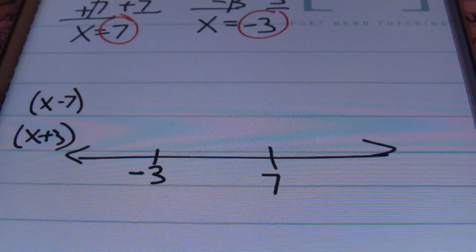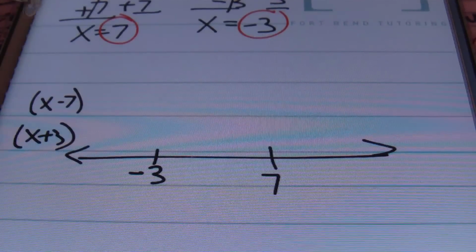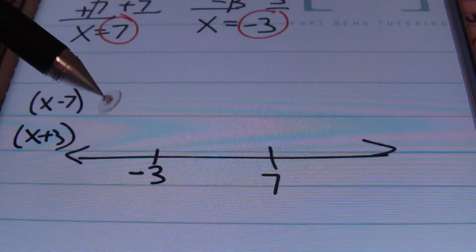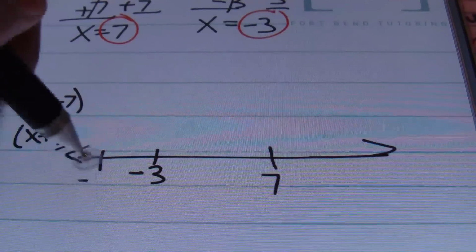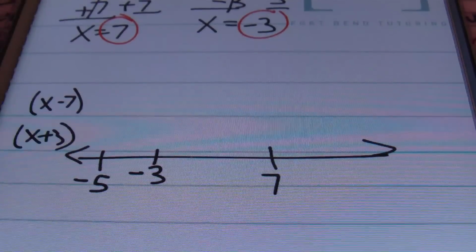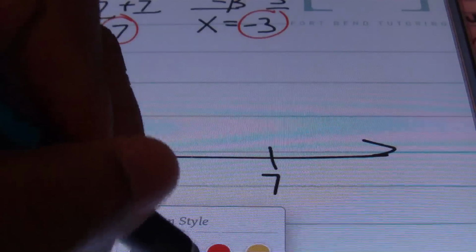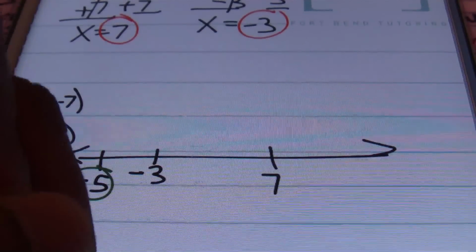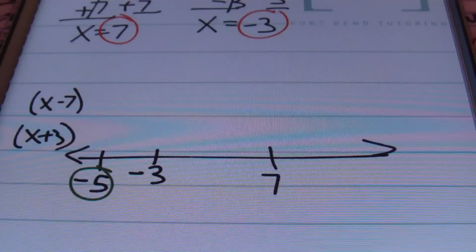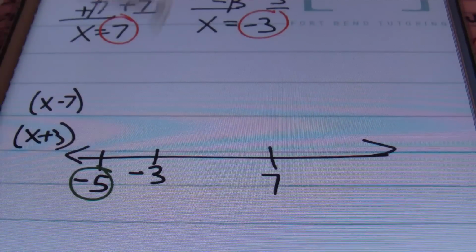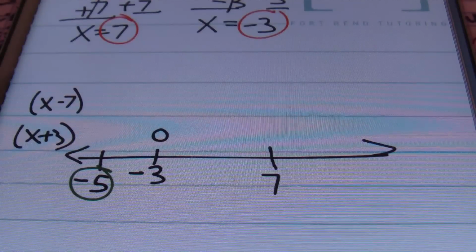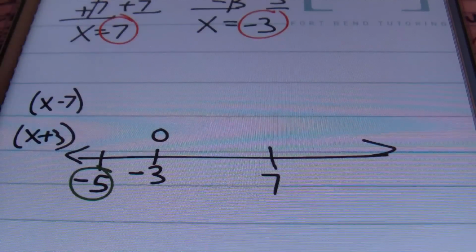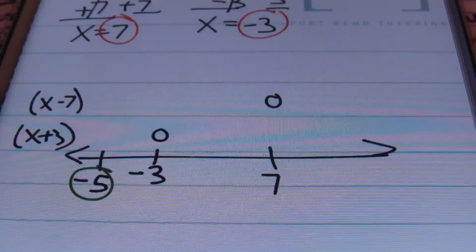From there, I'm going to use a test value, a test point. This test value is going to be a value that is smaller than my lowest critical value. So I need a value less than negative 3. I'm going to use negative 5. It's arbitrary. You can just make up whatever value you want, but here I'm using negative 5 as my test value. The next thing I'm going to do is show that at negative 3, the second factor will equal 0. I also know that at positive 7, my first factor will equal 0.